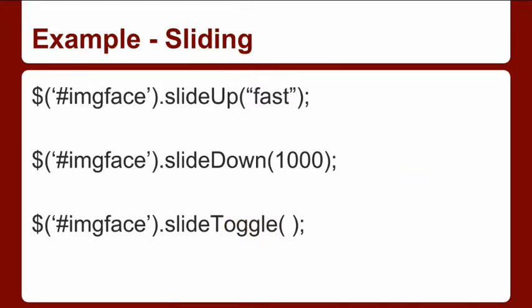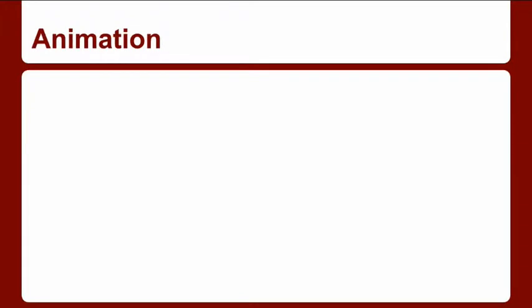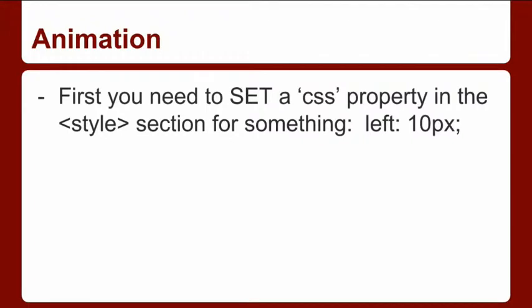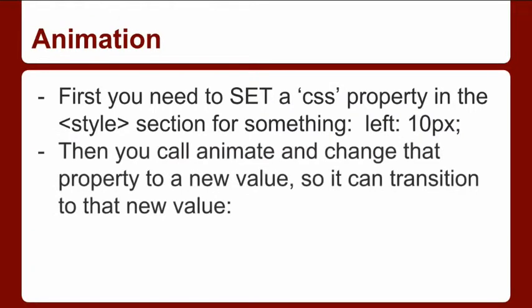Okay, the last one, animate, is a little bit trickier because there's a step you have to do ahead of time. So first you've got to pick any property that you want in the style section, a CSS property, and you've got to set it. So for example, I could have an image and I can say in the style property I want the left location of this image, or the left property, to be set to 10 pixels. Once I've got the property set, then I can go on and animate it.